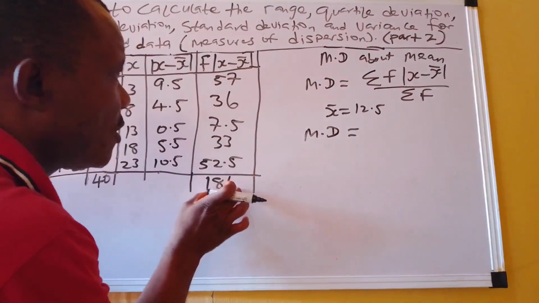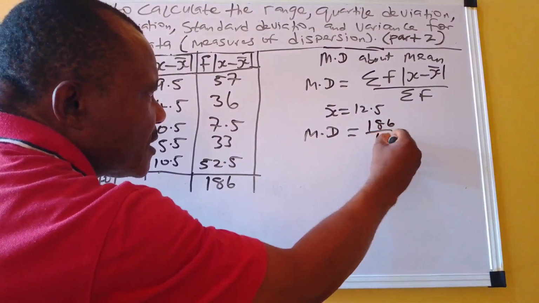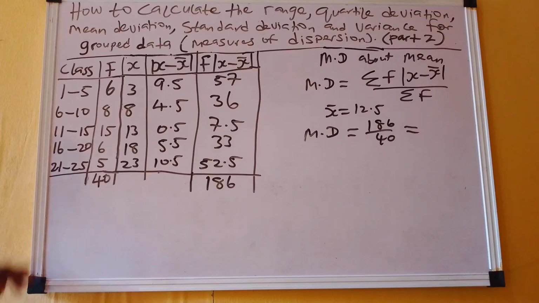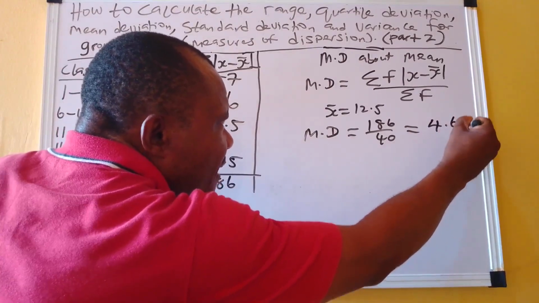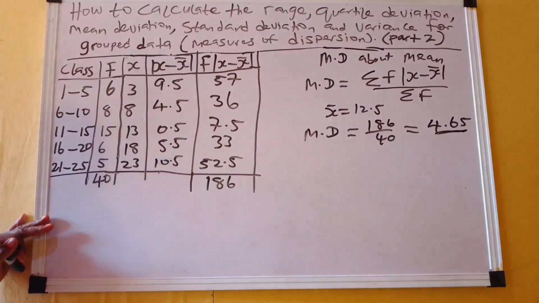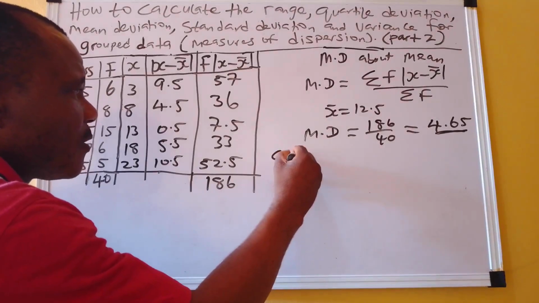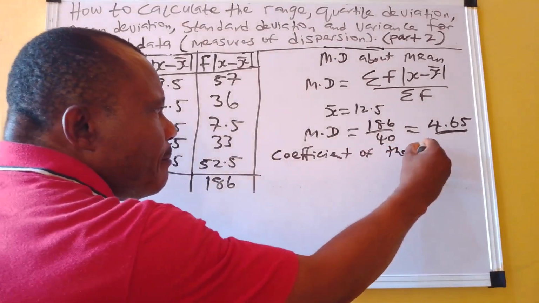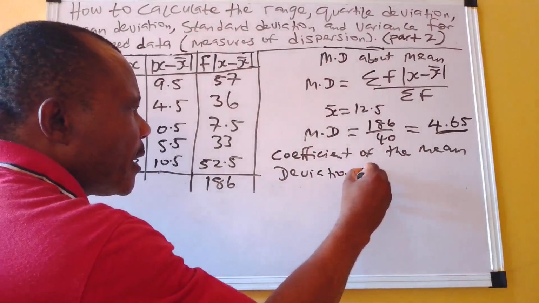So our mean deviation about the mean will now give us, look at the total value here, 186 over 40. So the mean deviation about the mean will now give us 4.65. That's the mean deviation about the mean. So now let us calculate the coefficient of the mean deviation about the mean.